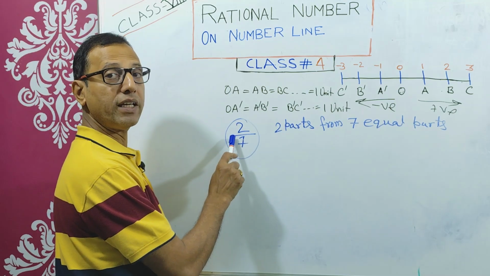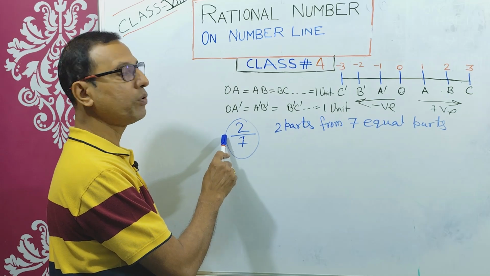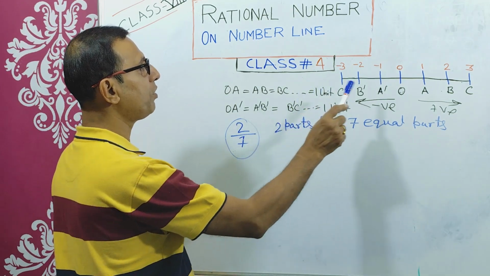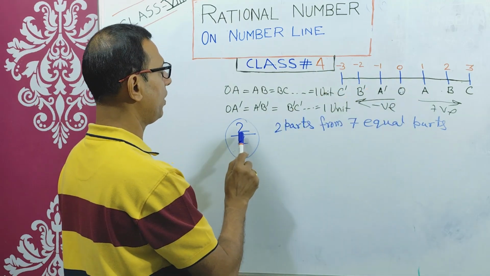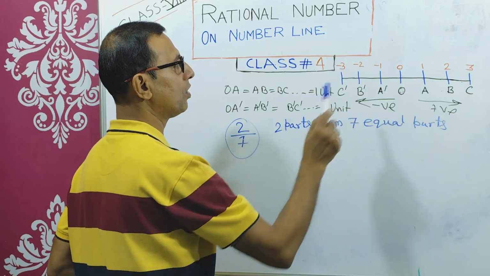But what is the sign? So first you consider the sign. The sign is positive. Next, in which region will the point lie? It is in between 0 and 1, because it is greater than 0 but less than 1. So it will be between 0 and 1.